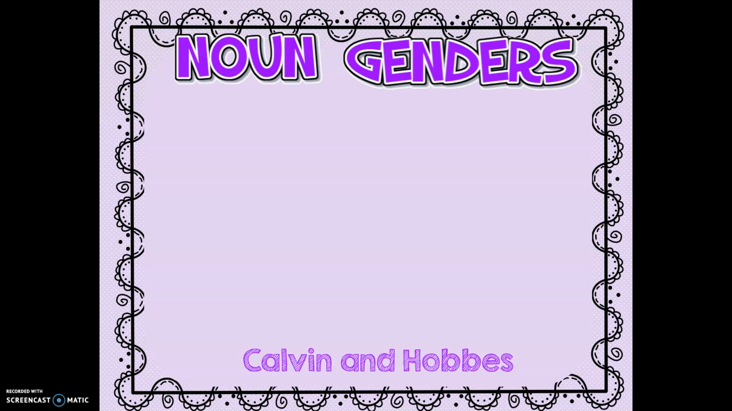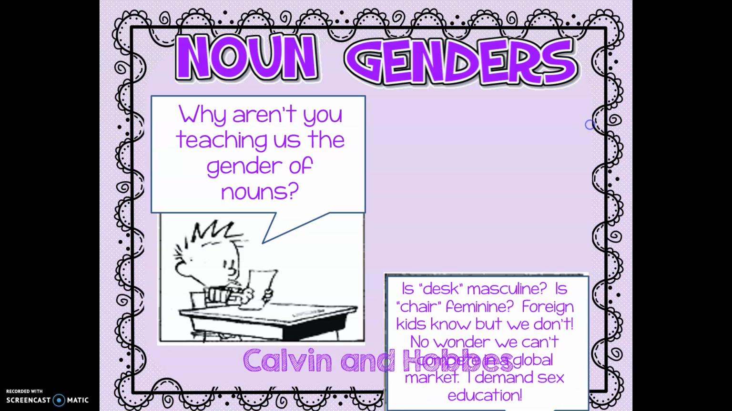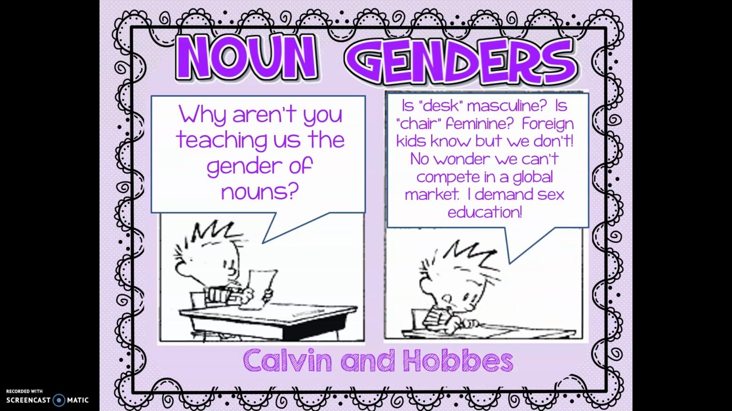Here's a little joke I found from Calvin and Hobbes that I thought was really apropos. Calvin asked the teacher a question. He says, "Why aren't you teaching us the gender of nouns? Is desk masculine? Is chair feminine? Foreign kids know, but we don't. No wonder we can't compete in a global market. I demand sex education." I thought that was kind of funny.